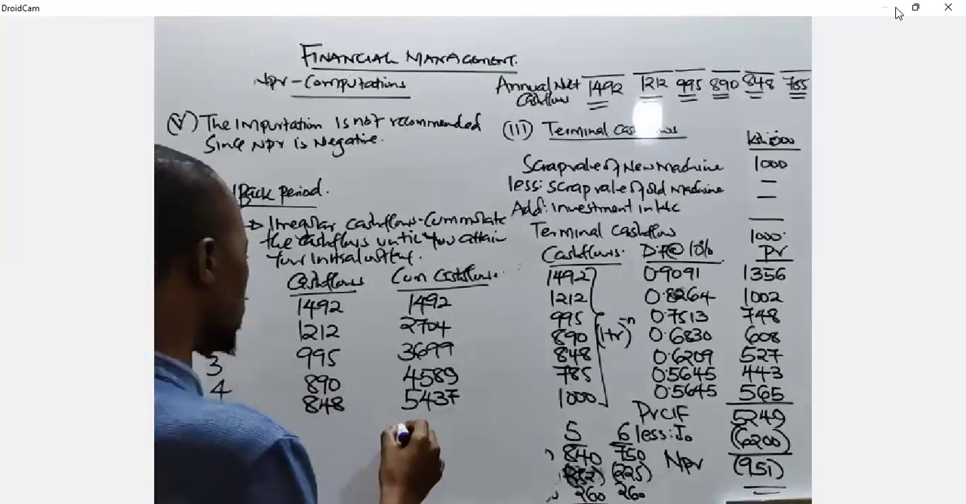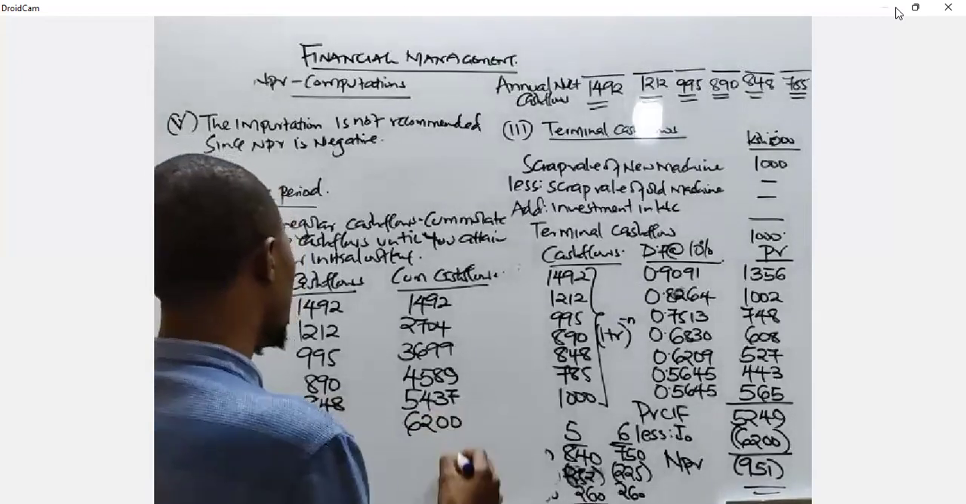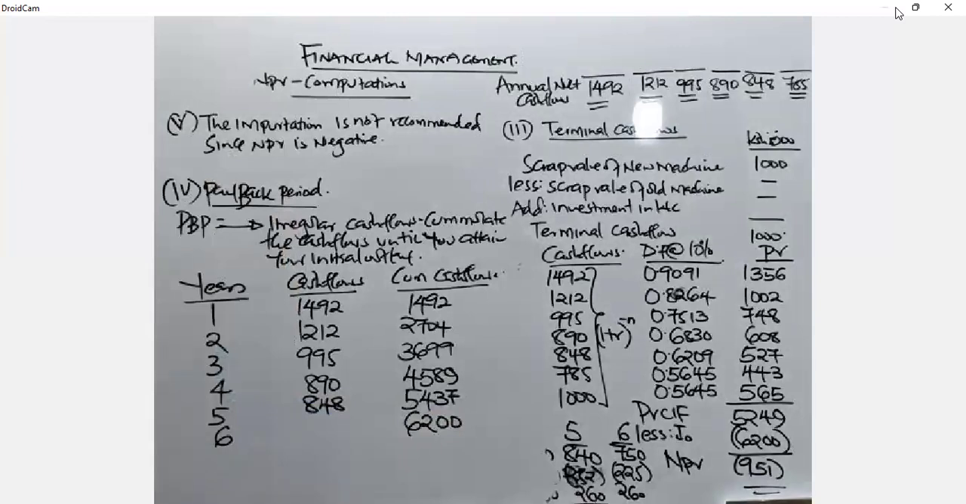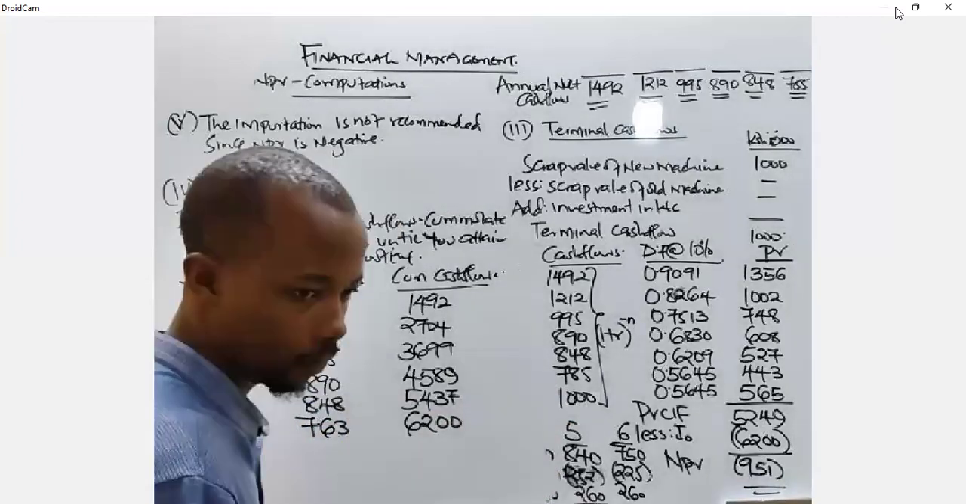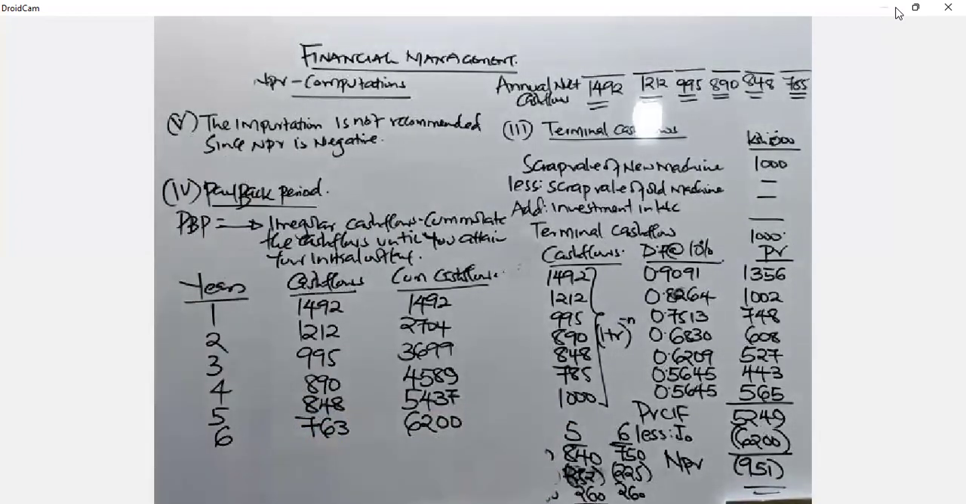So can we put 6200 here? And tell me, how much cash flow do we require at year six? If you take 6200 minus my answer, which is 5437, you just need 763 and not 785. So what will be your payback period? You'll say you have used the rule of 5 years.